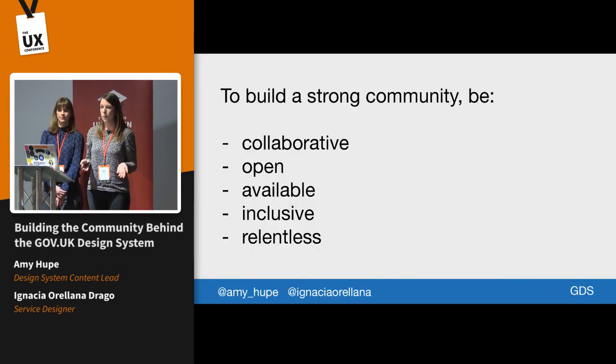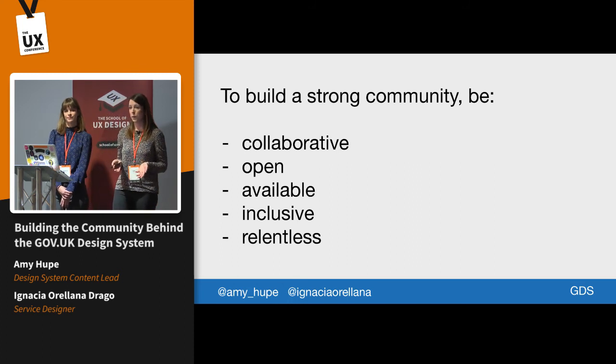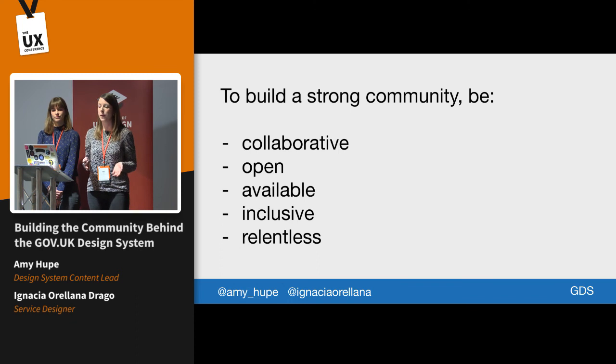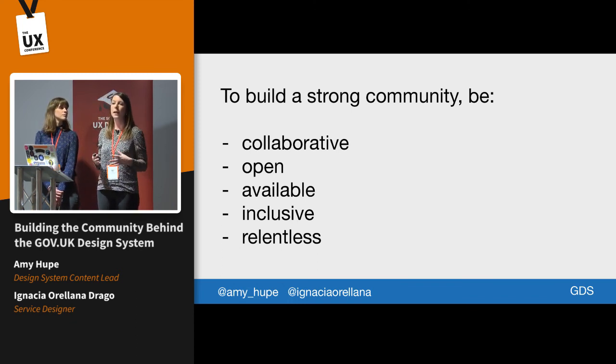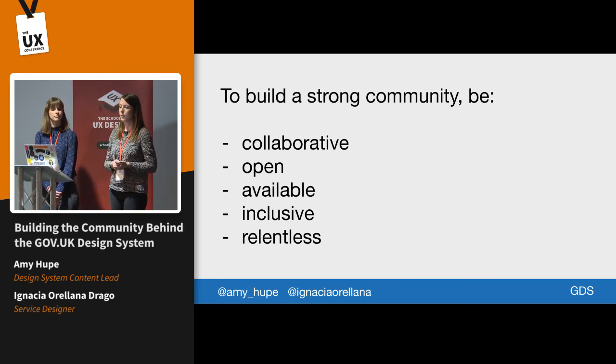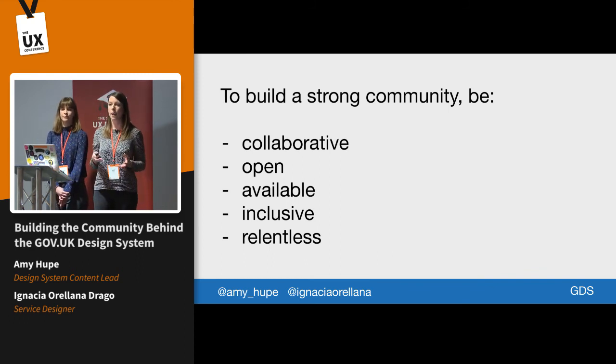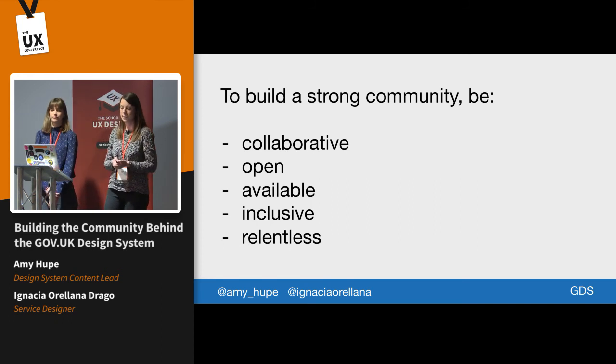So to recap, our 5 principles for building a community are to be collaborative, be open, be available, be inclusive, and be relentless. And although these principles came from our experience with the GOV.UK design system, we think that they're just as applicable to a community that sits around any of the products and services that you might be working on, not just design systems.